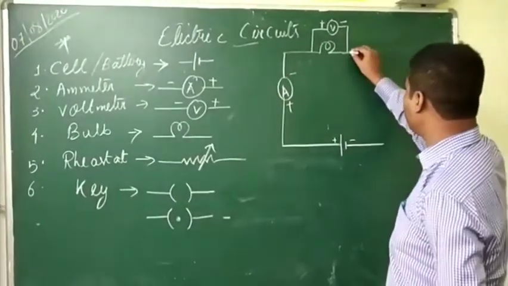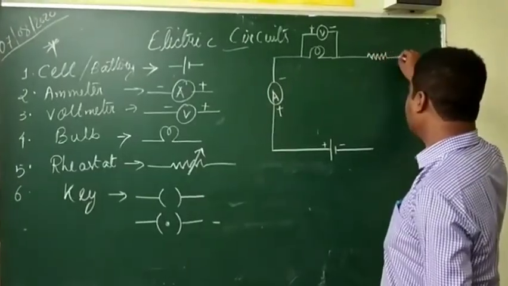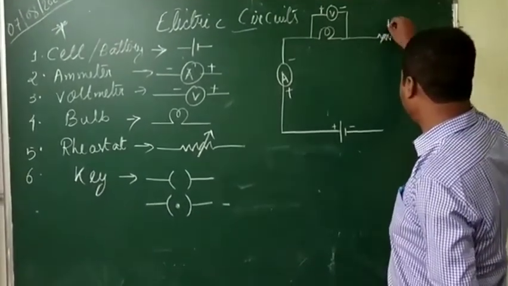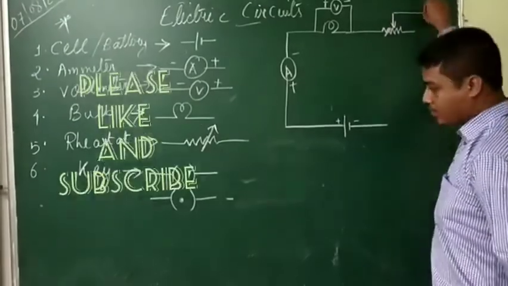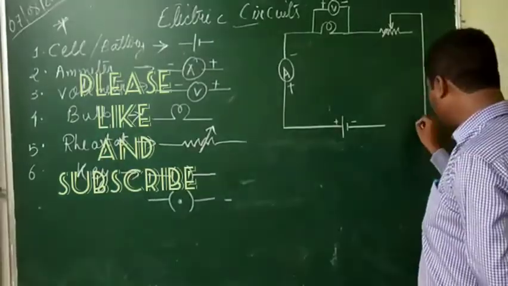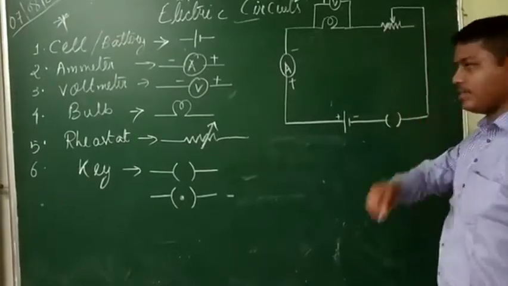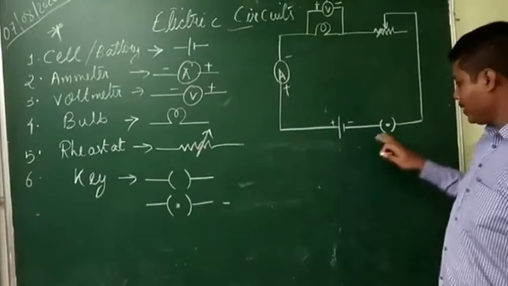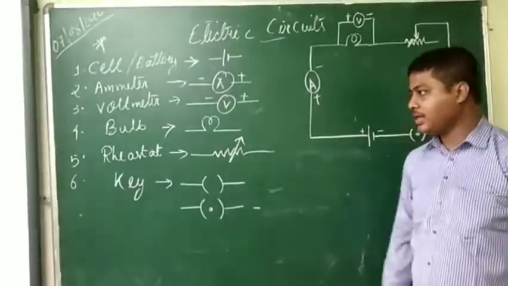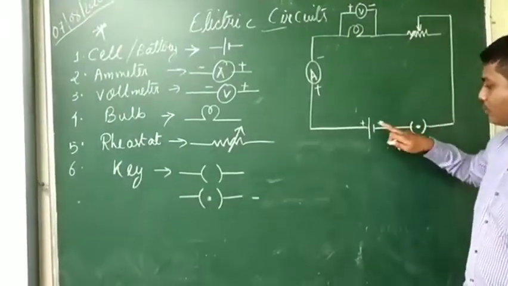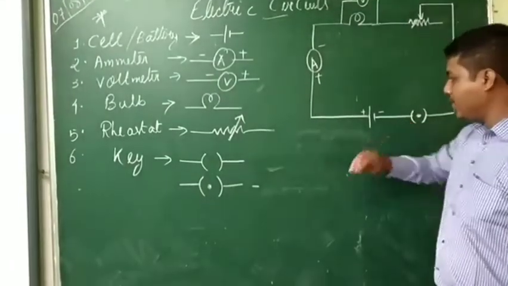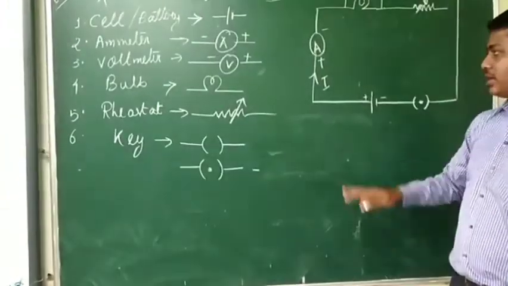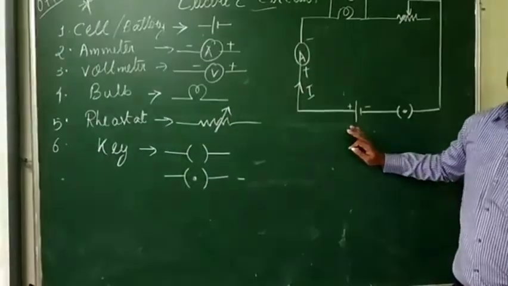Then if I go to the rheostat, you can draw in this way by giving an arrow, or you can draw in this way. There are two ways of drawing a rheostat. Okay, so the rheostat I have done. Then I will draw a key. You can draw a closed key or you can draw an open key. So suppose I make a closed key. As I have already discussed in potential difference, the current always flows from the positive terminal to the negative terminal of the battery. So the direction of the current will be from the positive to the negative terminal of the battery. This is how we have to draw the electrical circuit.